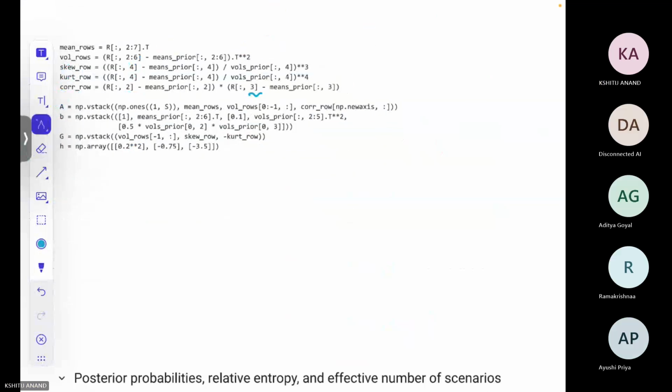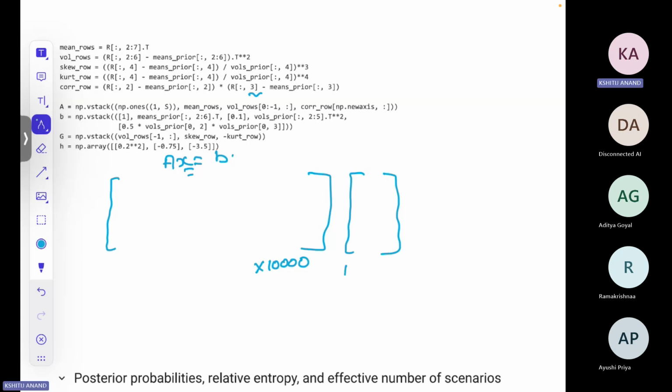First of all, the relation is AX equal to B. Here you will have the assets, with 10,000 different possible scenarios, so it will have some size into 10,000. And you have X, which will be something like 10,000 into 1. Remember, X is your posterior distribution. So this is the probability of the posterior. X is a probability matrix. And then you will have some B.